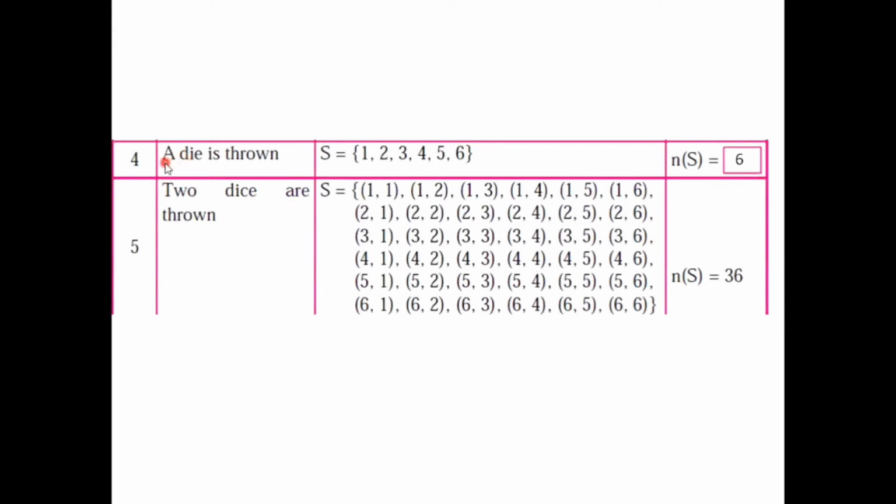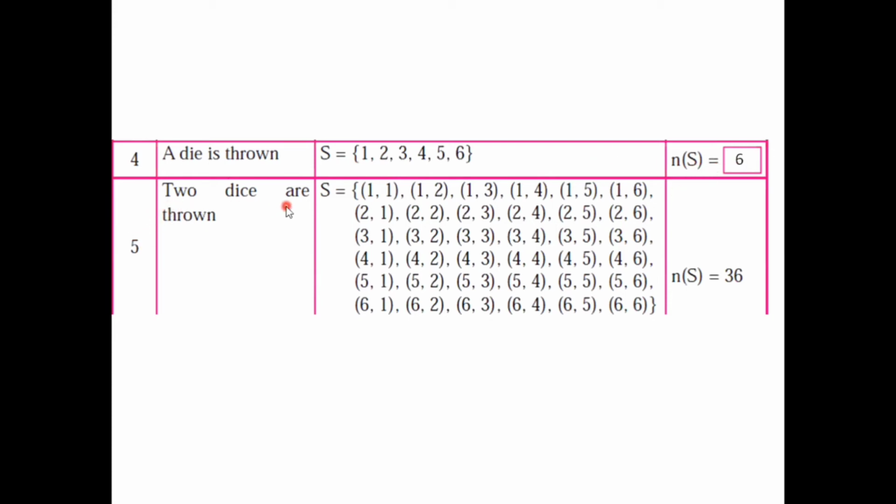Let us have another experiment. A die is thrown. As we know, there are 6 surfaces on a die, on which numbers from 1 to 6 are written. On the upper face, we get either 1 or 2 or 3 or 4 or 5 or 6. So there are 6 sample points for this experiment. N of S is equal to 6.